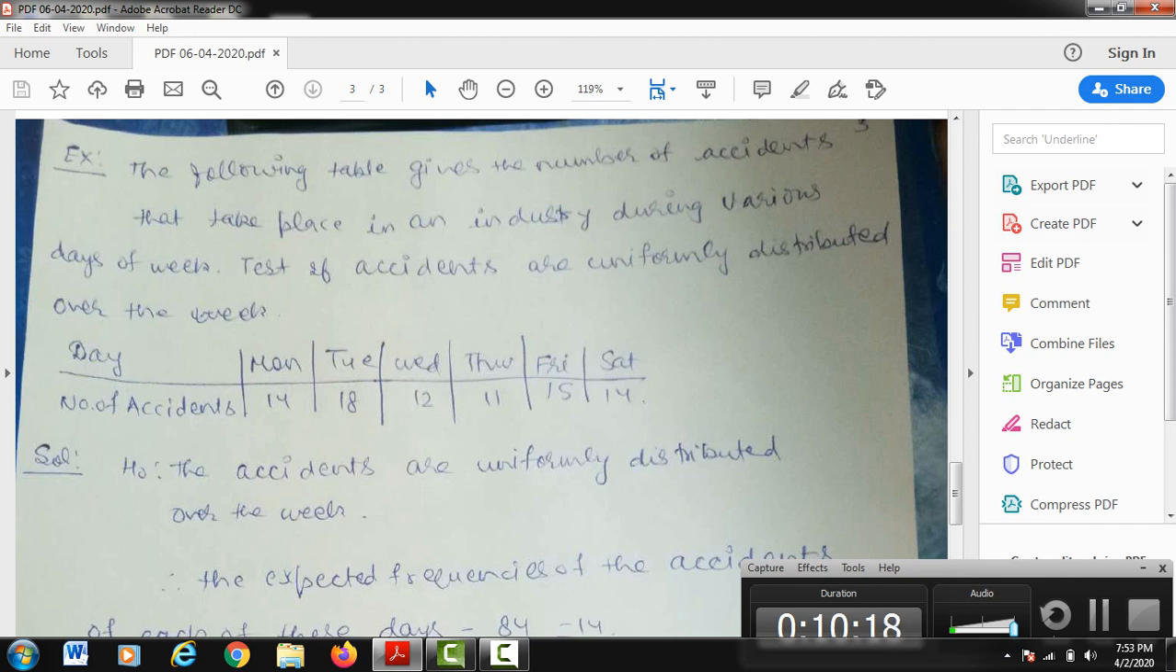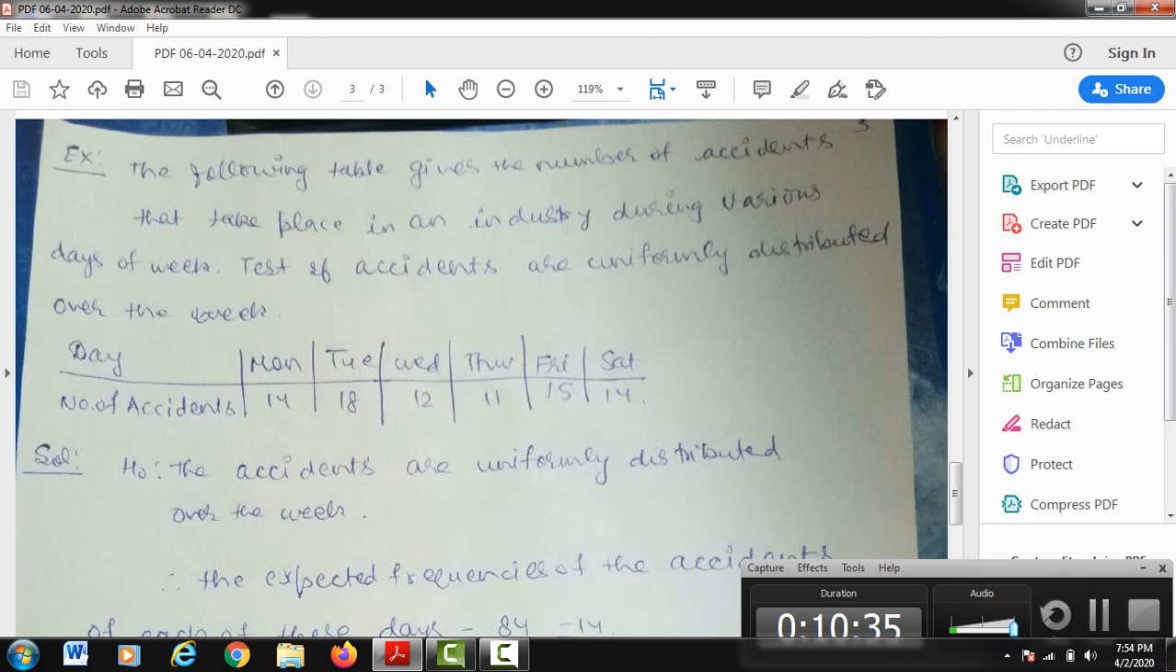So here I will apply the chi-square test. We are having the data, I will read the data for you. On Monday the number of accidents is 14, on Tuesday it is 18, on Wednesday it's 12, Thursday 11, Friday 15 and Saturday is 14.